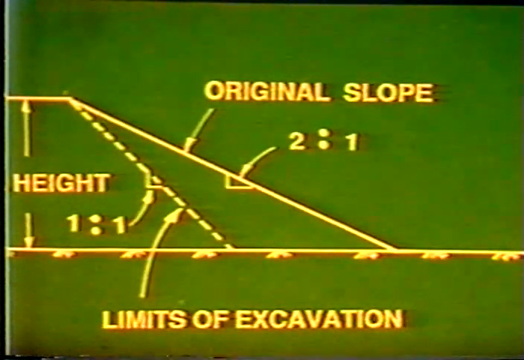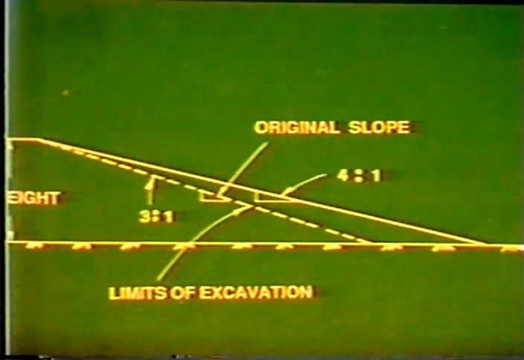For excavation purposes, just some guidelines. If you start out with a 2-to-1 slope, you can go to 1-to-1, 3-to-1, 2-to-1. If the slope is originally 4-to-1, you might excavate down to 3-to-1.